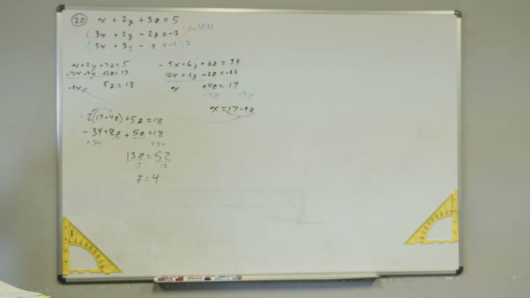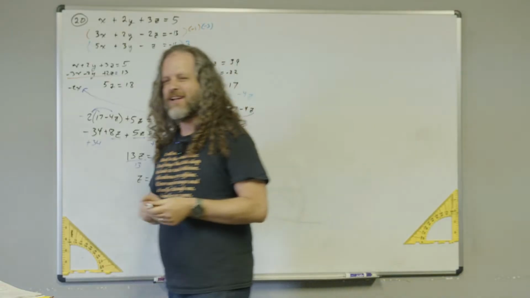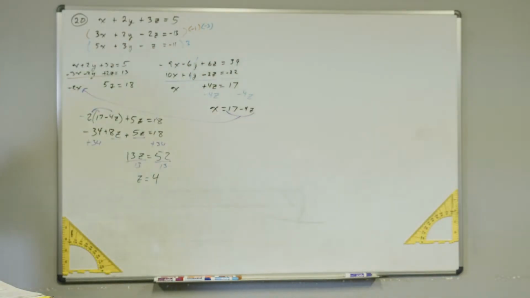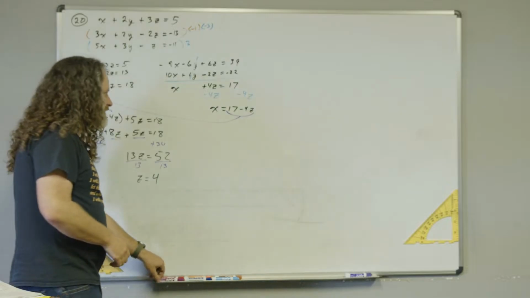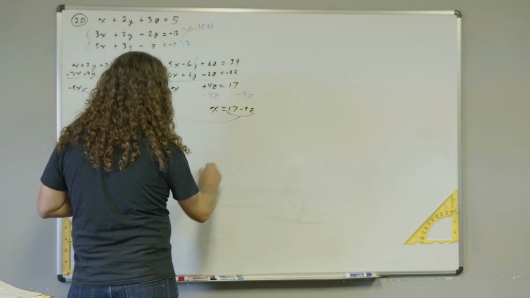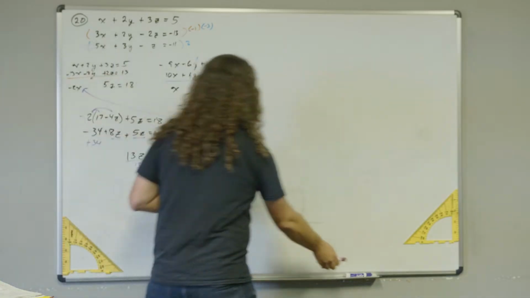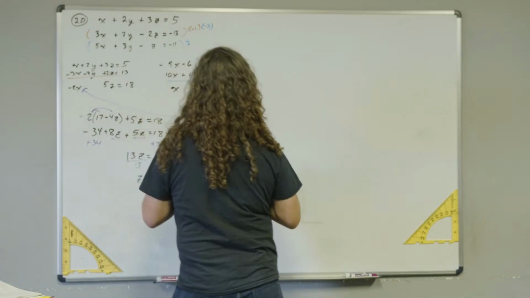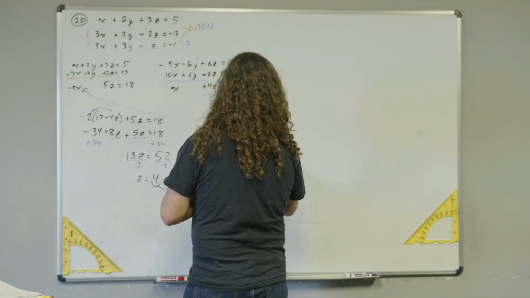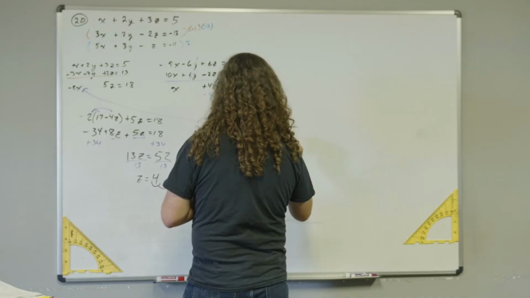Okay, now what? Wow, that was a lot of words. Nobody understood any of them. What should we do? Substitute z to find x. Where are we going to put the z? In the one on the right that's already simplified, 17 minus 4z. That's a great idea. The one that we made that was special. It was very special.